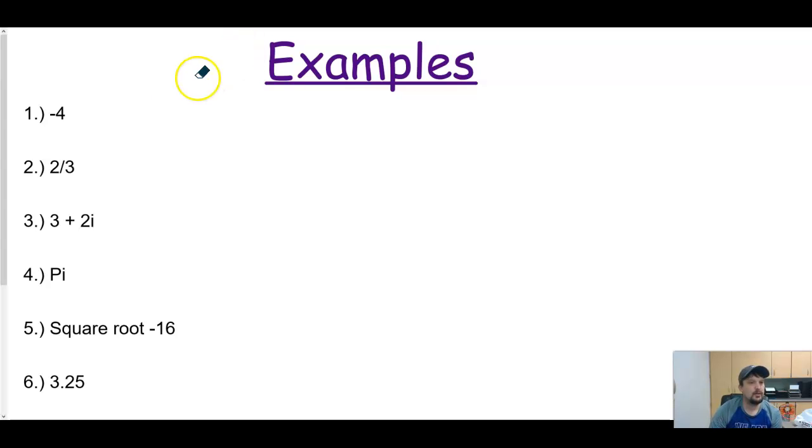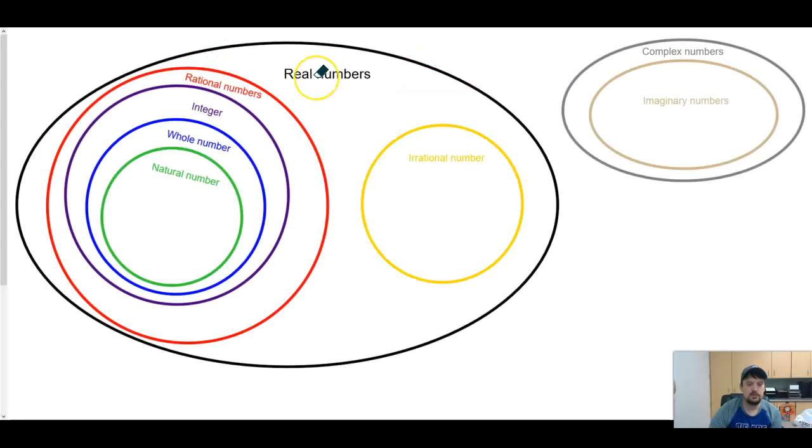So let's take a look at -4. Let's look at our diagram to help us out. Okay, is -4 a real number? Yes, it is, because there's no i connected to it. Is it a rational number? Can you write -4 as a fraction? Yes, you can. It's -4/1.